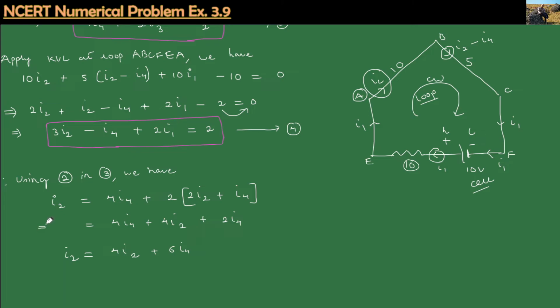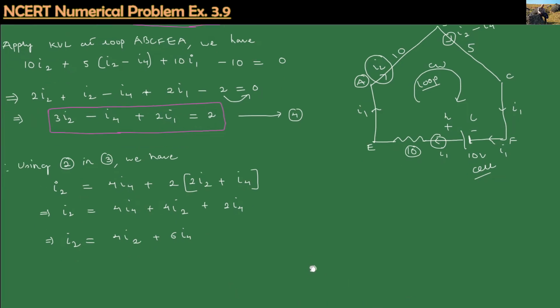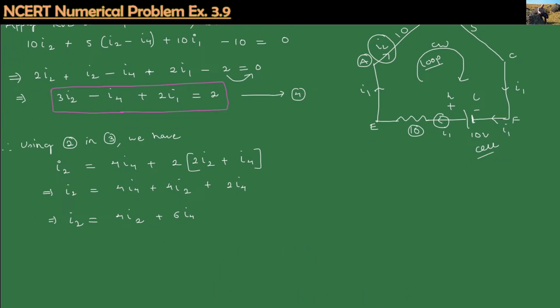On the right hand side we have I2 and I2. Since we have this I2 term on the right hand side, if we carry this I4 term to the left hand side, that means it changes into negative. That means minus 4I2, and we have this I2 term which will be plus, and this will give us 6I4.